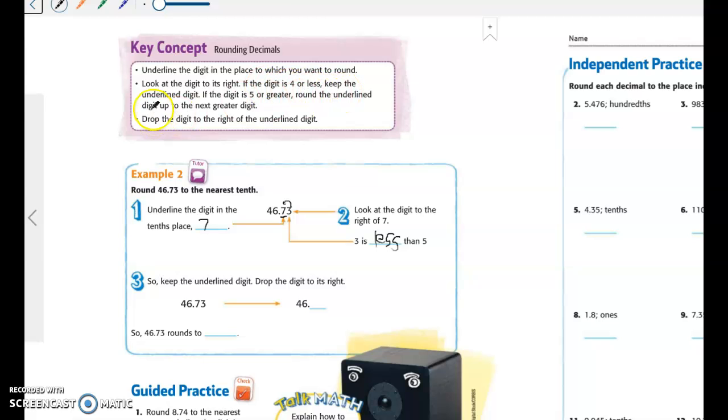Look, if it's less than 4, keep the underlined digit. So step 3 says keep the underlined digit and drop the number to the right. So when we round, we're going to do 46.7 because we are dropping this number. So this number rounds to 46.7.